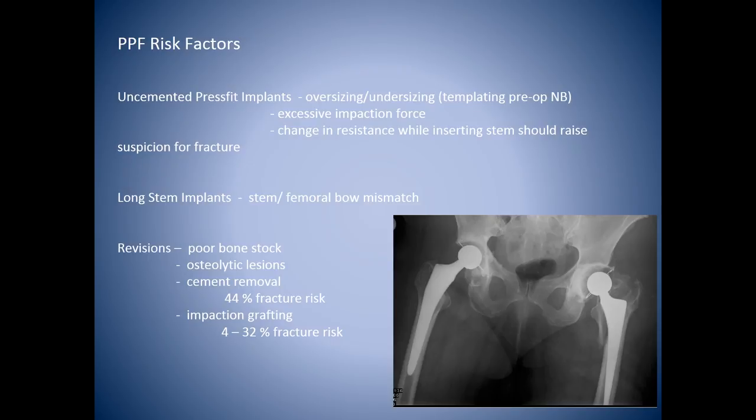The longer stem implants, they tend to have problems if you have a femoral bone mismatch in the femur. And in revisions, the cement removal is probably the biggest cause of intraoperative fractures that you're going to see, where you're going to create windows down the femur, and those then are stress risers and can proceed to fracturing.